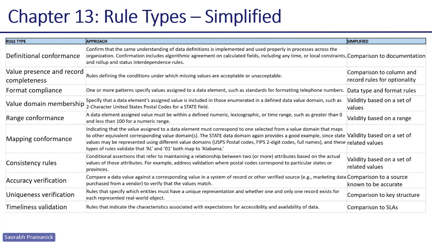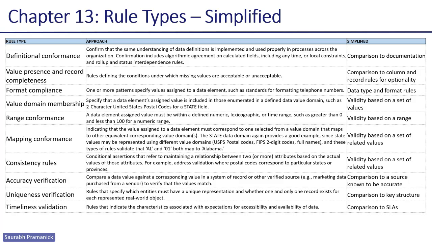One is definitional conformance. That is a rule type that says the same understanding of the definition should be implemented and used across all the processes in the organization. Then you see value presence and record completeness, which defines the conditions under which missing values are acceptable or unacceptable. Then you have format compliance, where one or more patterns specify the values assigned to a data element, like the standards for formatting telephone numbers.